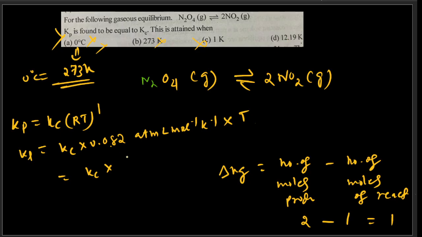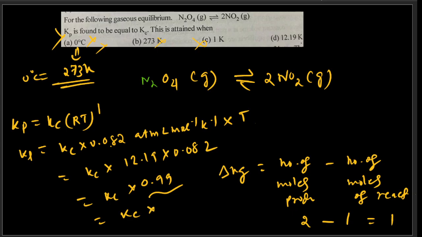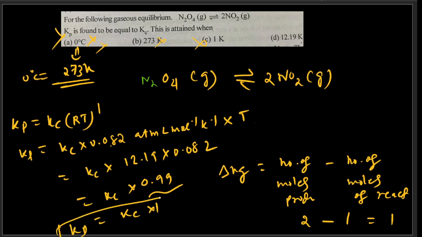Then if you put 12.19 into 0.082, what is the value? So this is getting 0.99. So you can take it as unity. So Kc into 1 is equal to Kp. So option D is correct.